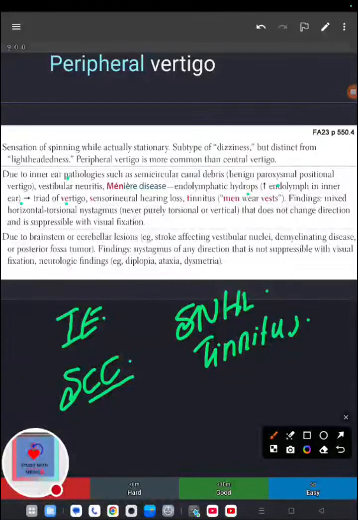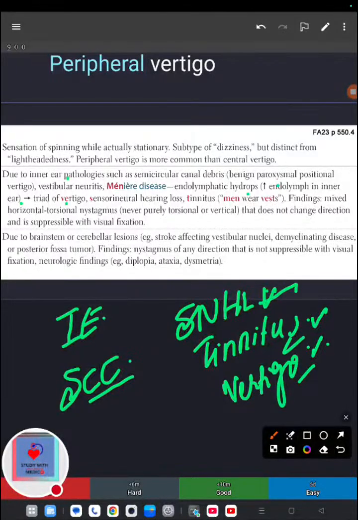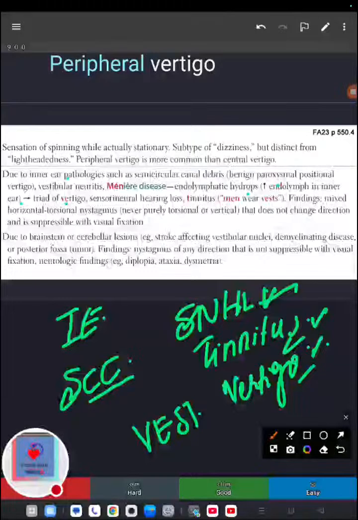So Meniere's disease, what happens? Sensory neural hearing loss, tinnitus, and vertigo. These are the components of Meniere's disease. Endolymph production is more. Because of that, the patient will have sensory neural hearing loss, tinnitus, and vertigo. Okay, so you can remember men wear vest, vertigo, sensory neural, tinnitus. So this occurs more in men.